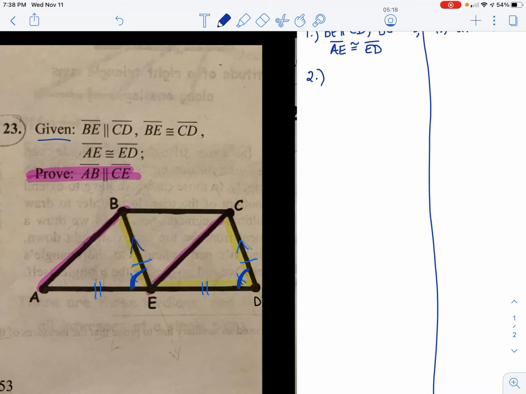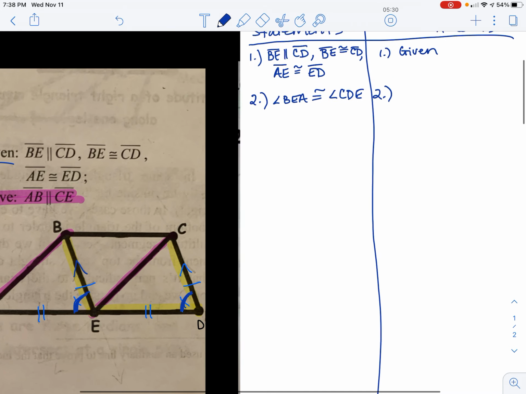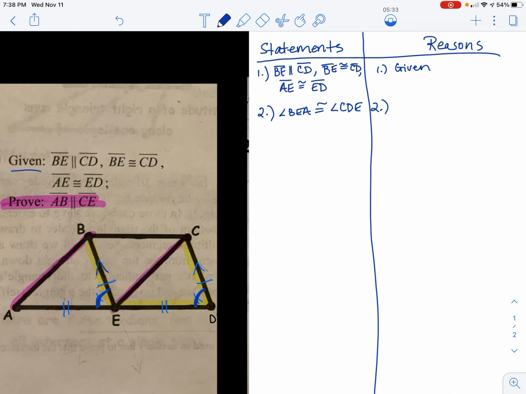Is going to be angle BEA is congruent to angle CDE. And why is that? Simply because parallel lines that have a transversal cutting through create corresponding angles that are congruent. So how do we want to write this?